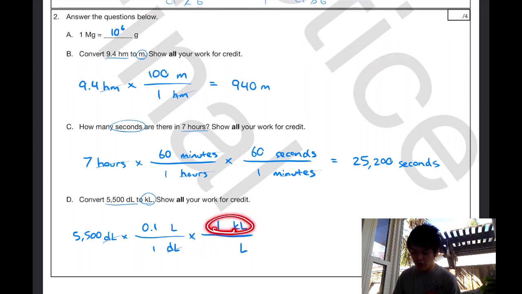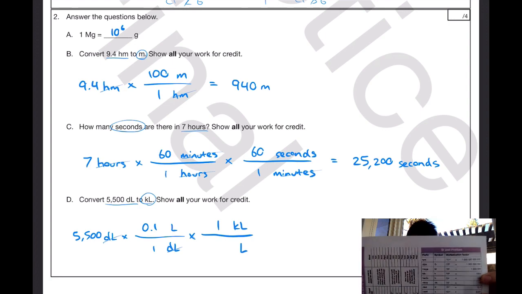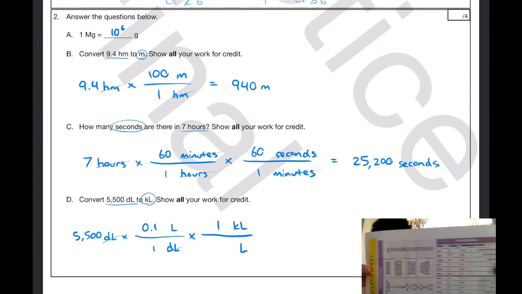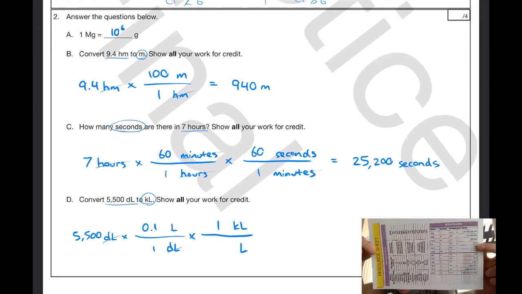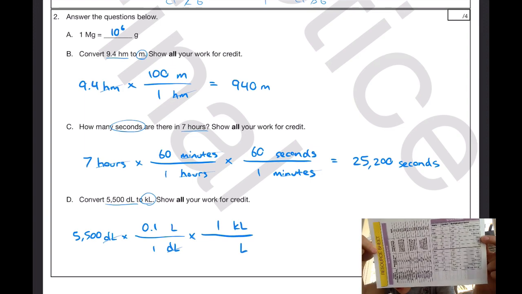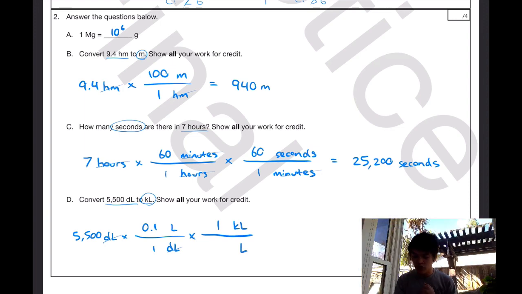If you have 1 kiloliter, how many liters is that? Again, look at the prefix resource. Find kilo. If you had 1 kilo, it's 1,000. So 1 kiloliter is 1,000 liters. Okay, so 1,000 goes on the bottom here. The unit that cancels out is liters and liters. We are left with kiloliters, which is what we want.